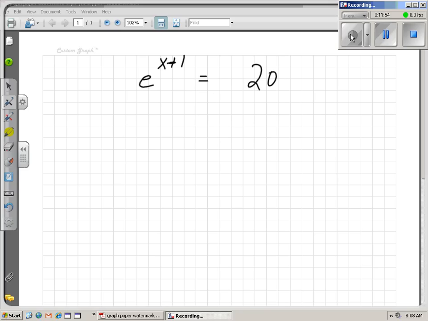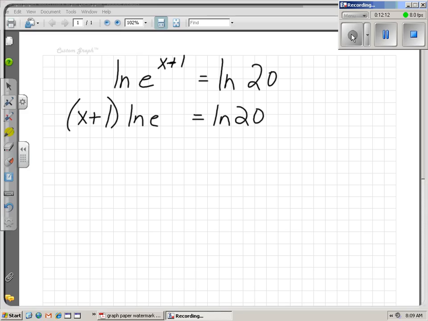All right, what if you see an e? Well, with an e, you're always going to use a natural log. Anytime you see an e and you're looking for an exponent, you're going to apply a natural log to both sides. So take the natural log of both sides, move that exponent to the front. Remember to use your parentheses because we're multiplying natural log e times that whole thing. All right, remember natural log e, that is just a number.